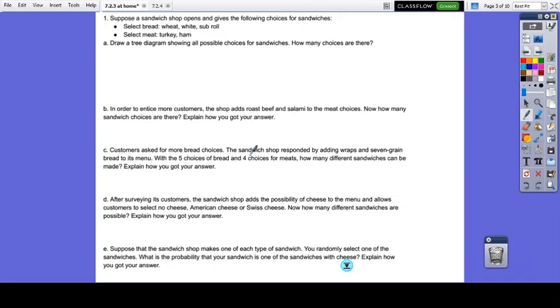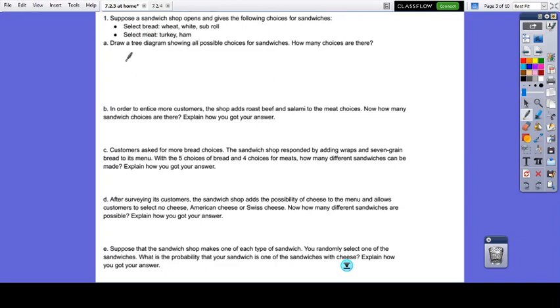So the first example is a sandwich example. Suppose a sandwich shop opens and gives the following choices for sandwiches. You get to select a bread and a meat. So wheat, white, and sub roll, or turkey and ham. Those are your only possibilities. You can imagine how large the possibilities are going to be at some place like Subway. But for right now, those are our only possibilities.